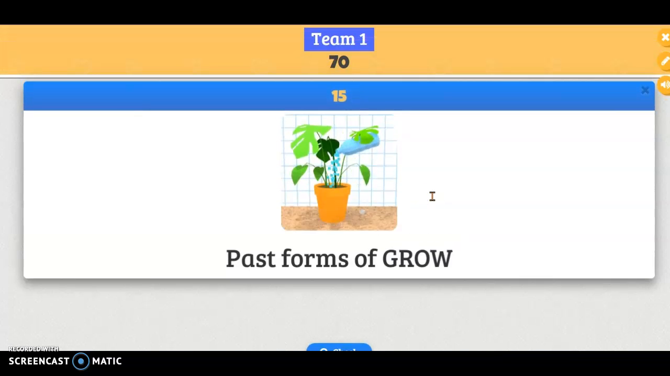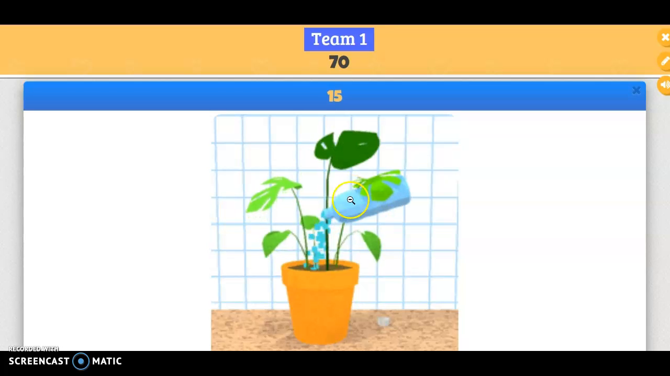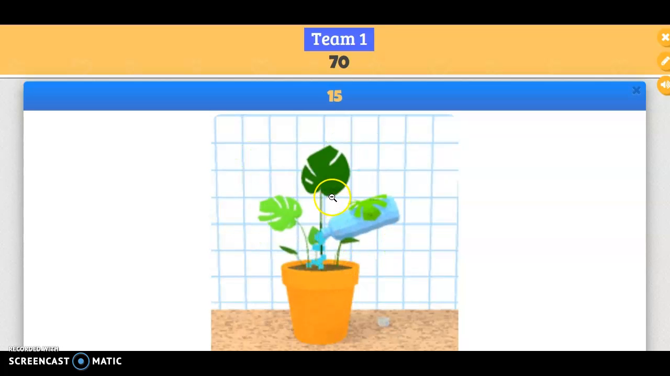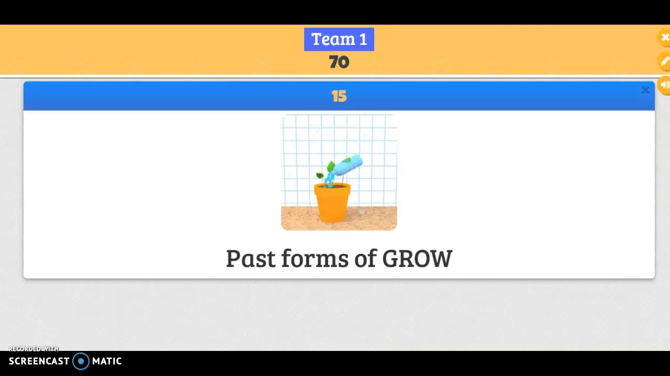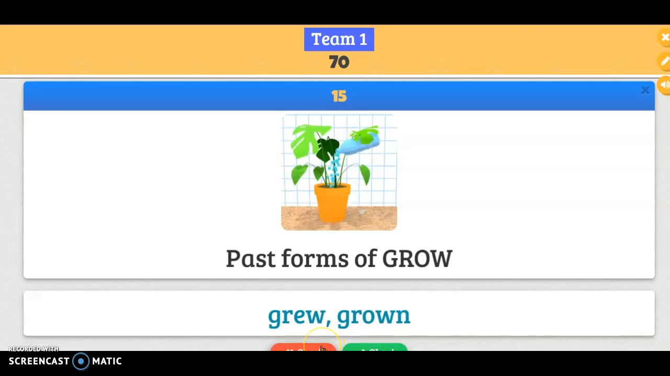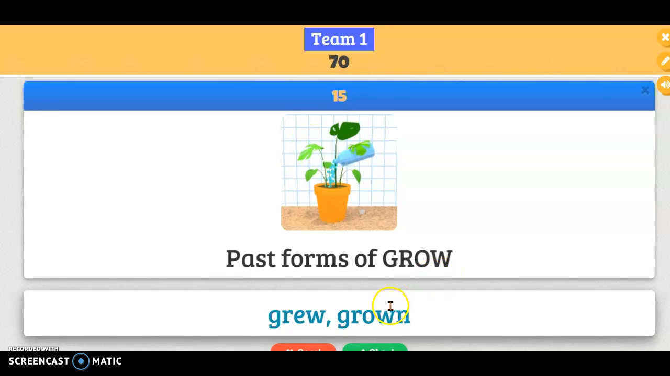Now let's go with grow. What is grow? Look at it. The plant is growing. Look, up. When we add water, it grows. So the past and past participle is grew and grown. Okay? Grew and grown. Copy them.